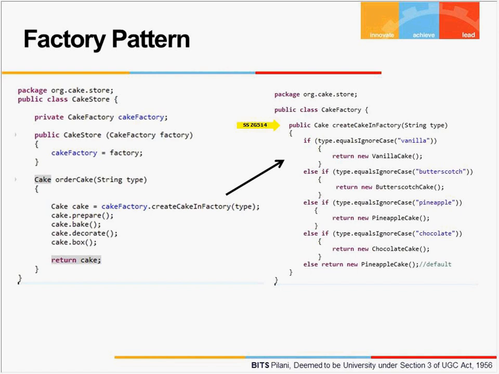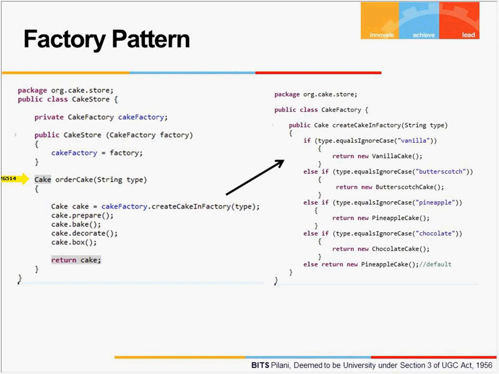Now let's go back to how this is invoked. Coming back to the modified CakeStore, you create an attribute of the CakeFactory. This attribute is initialized at the time of the creation of the CakeStore. So it's in the constructor of the CakeStore that you initialize the object that is there in the CakeStore.